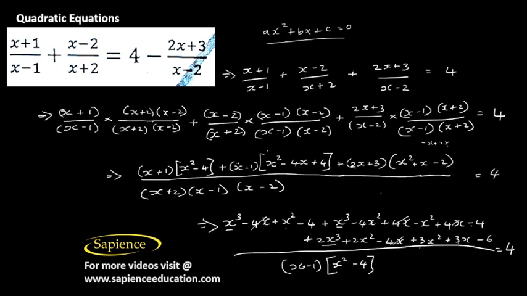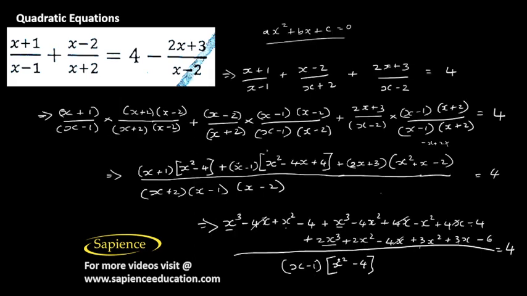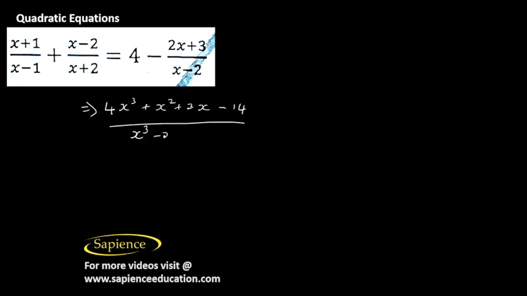Now the denominator. x square into x, that's x cube. Then x into minus 4, that's minus 4x. And then minus 1 into x square, that's minus x square. Minus x square minus 4x. And then we have minus 4 into minus 1, that's plus 4, equal to 4.